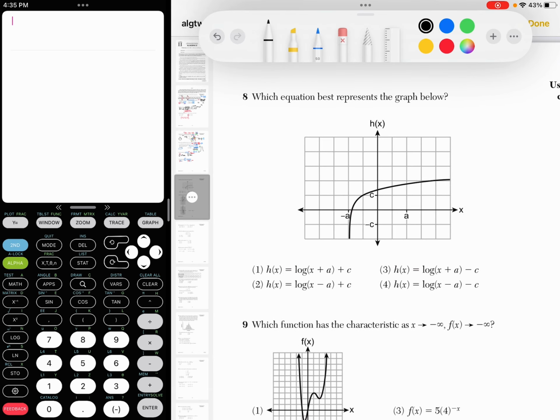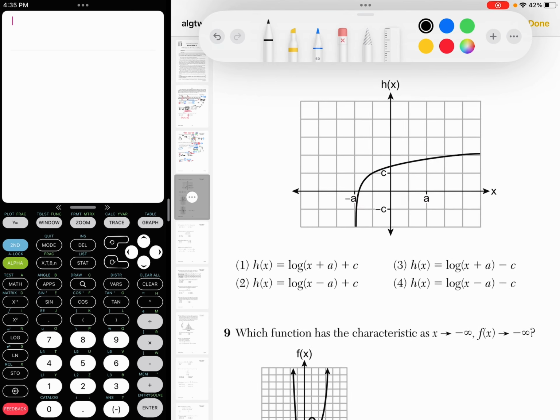Okay, for number 8, it says which equation best represents the graph below? So you're going to have to remember what a regular log graph looks like. You can also plug in numbers for this. So I'm going to actually show you that way because I think, hypothetically, when you plug in different numbers, it's a little bit easier.